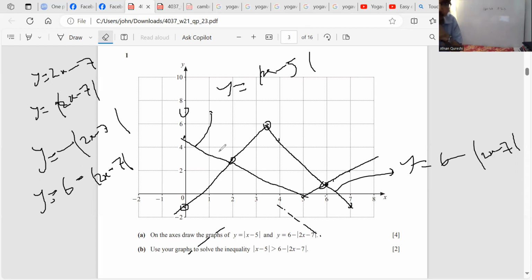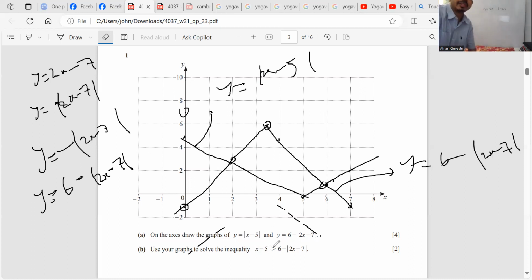Now, after this is done, let's move on to the next part. Both the graphs are drawn in the same grid, so you have to solve this inequality. We need to know the point of intersection, when modulus x minus 5 is equal to 6 minus modulus 2x minus 7. Normally we solve this algebraically, which we can do here also, but it is more lengthy. From the graph, we can clearly see the points of intersection at x equal to 2 and x equal to 6.